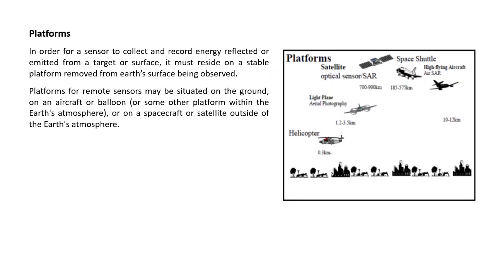and the next are the platforms. There are different platforms which can be used to study the surface of the earth. All these platforms have some cameras or sensors, the scanners, detectors, which detect and give you the information. This is helicopter, this is satellite, this is space shuttle.